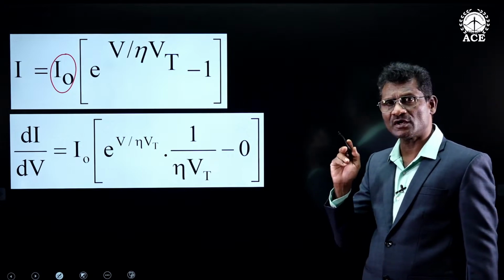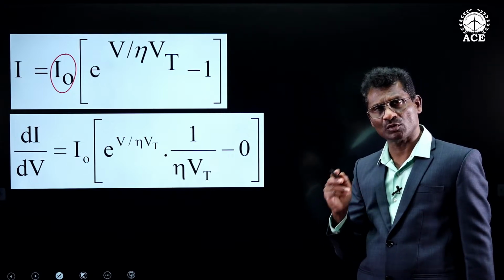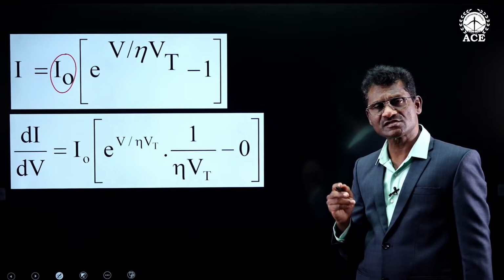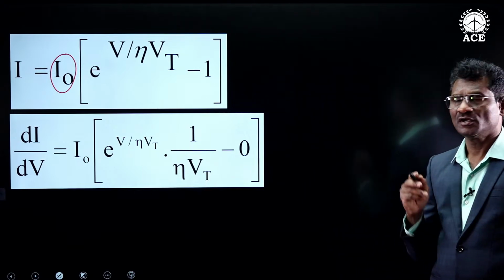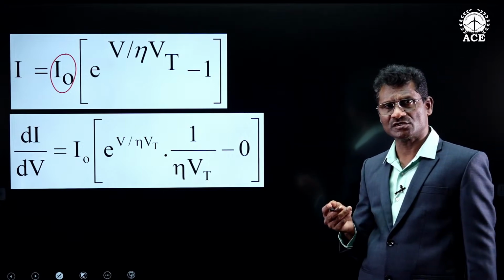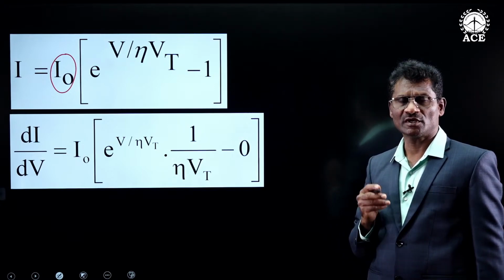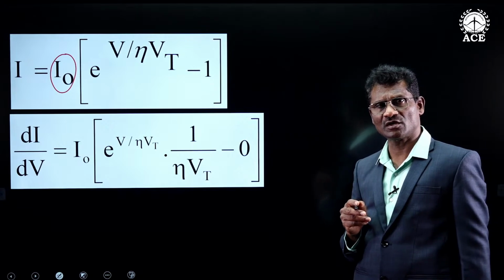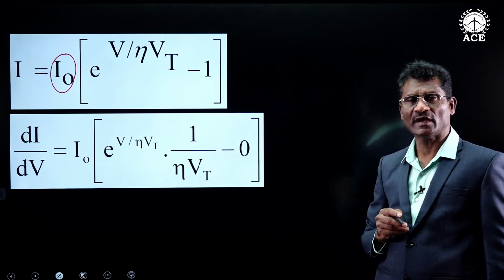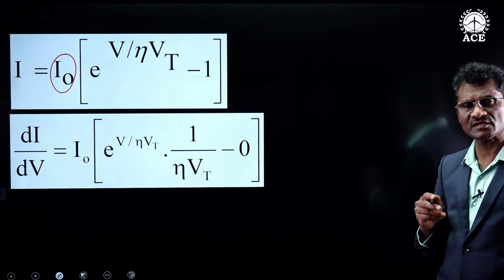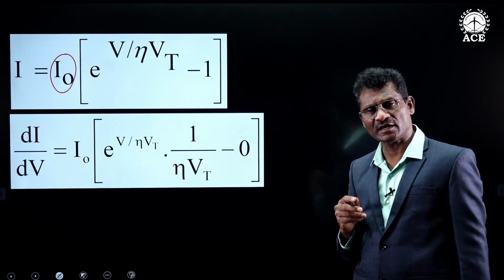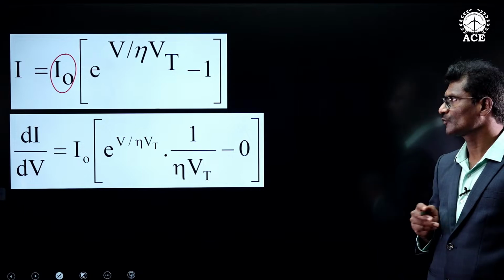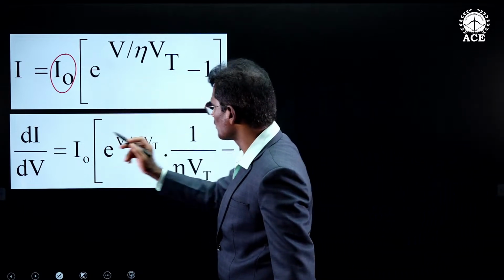I naught is dependent on temperature. Here I want to add one more comment. For every 10 degrees centigrade rise in temperature, I naught gets doubled. That is to be remembered. As we know, I naught, the reverse saturation current, is dependent on minority carriers. As temperature increases, electron hole pair generation increases. So minority carriers increase and hence reverse current also increases. So this I naught is a constant, it is pulled out.